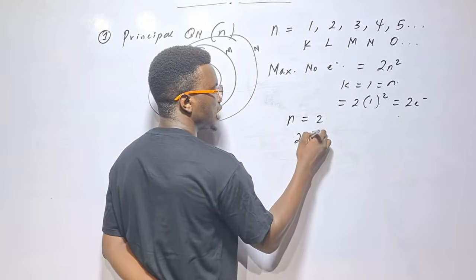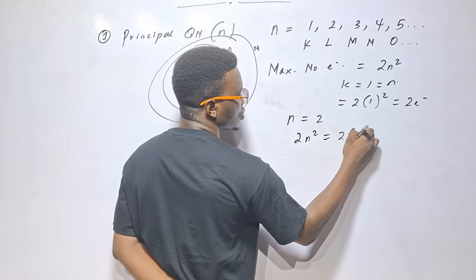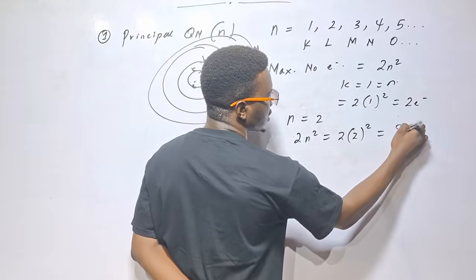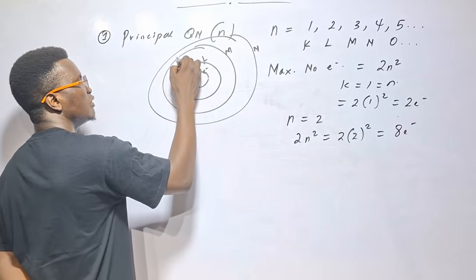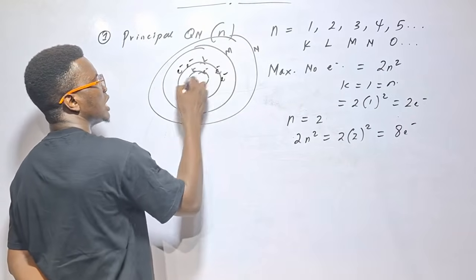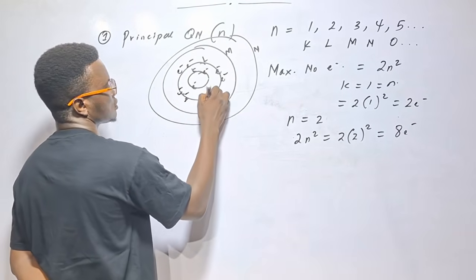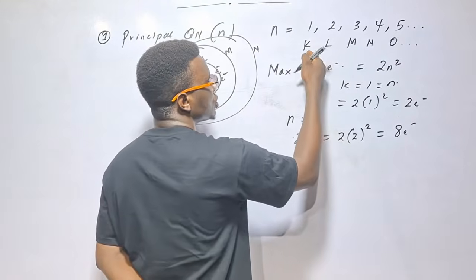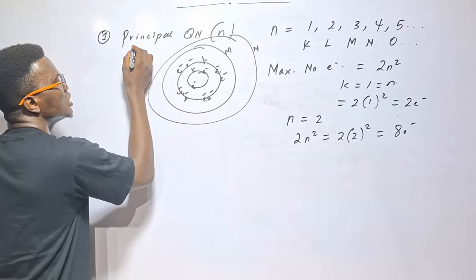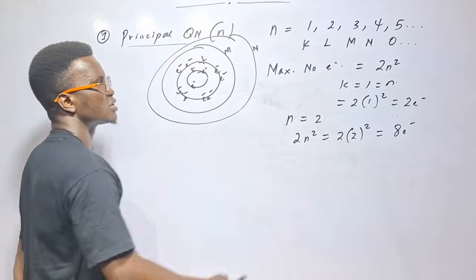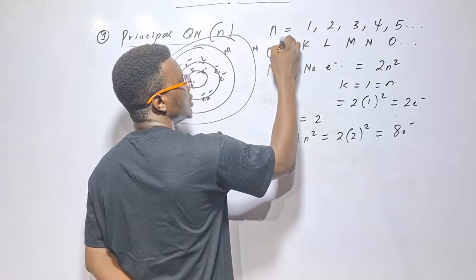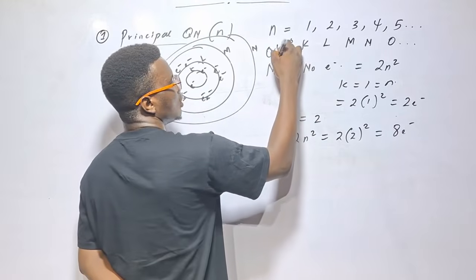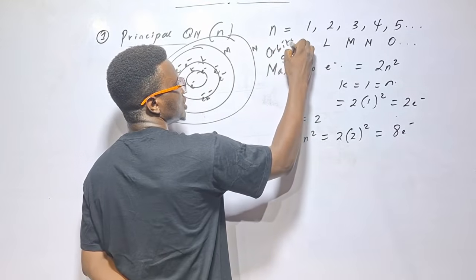So when n is 2, what is the number of electrons I can have? That would be 2n raised to power 2, which is 2 into 2 raised to power 2, and that would be 8 electrons. So the maximum number of electrons I can have in L shell is 8 electrons. And that is what that is talking about, determining the electronic shell. So they can ask you what the principal quantum number talks about. It talks about the orbits. I told you this is called the orbits, or the shells, the electronic shells.